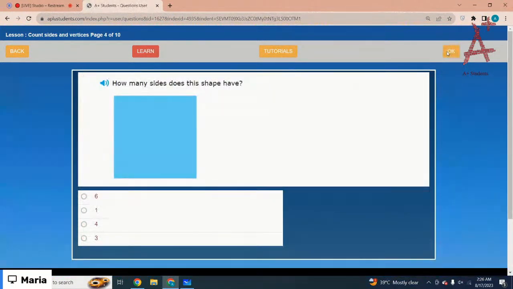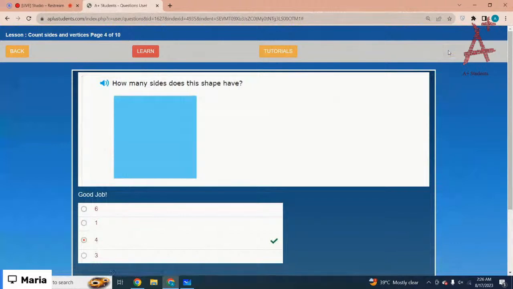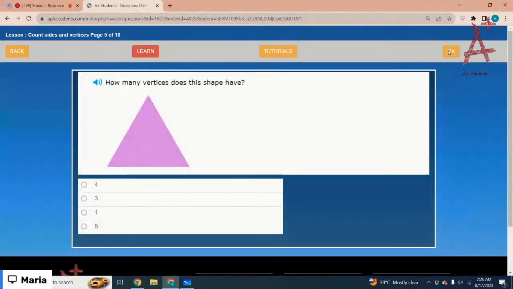How many sides does this shape have? Which is the correct option? This shape has 4 sides. The correct option is 4. How many vertices does this shape have? Which is the correct option? The shape has 3 vertices. The correct option is 3.